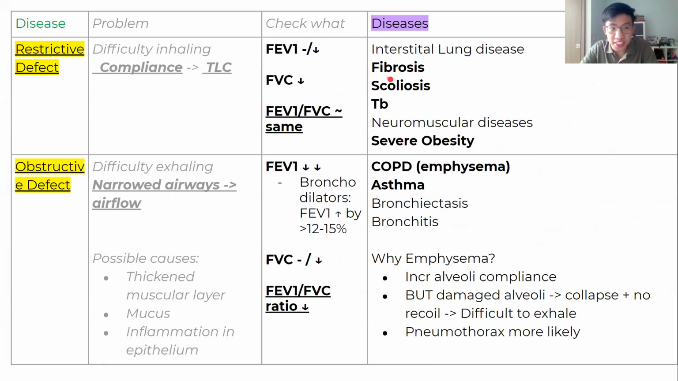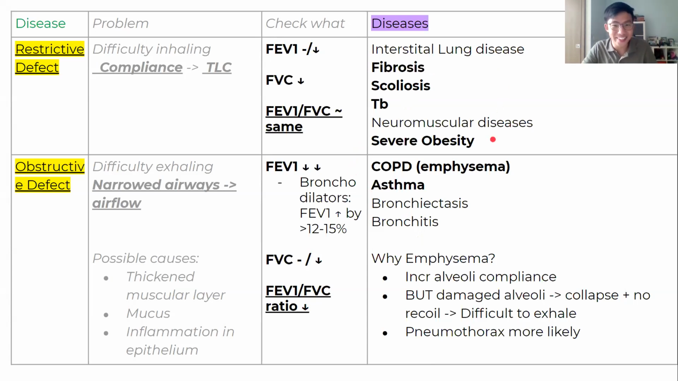You need to know the diseases that are restrictive and the diseases that are obstructive, and Monash likes to test this a lot. So restrictive defect, let's run through it again. Restrictive defect means you have difficulty inhaling, which could mean fibrosis or scoliosis, which essentially means that your chest and your lungs are not really elastic, so you can't take in air easily. Therefore, you have difficulty inhaling, a restrictive defect.